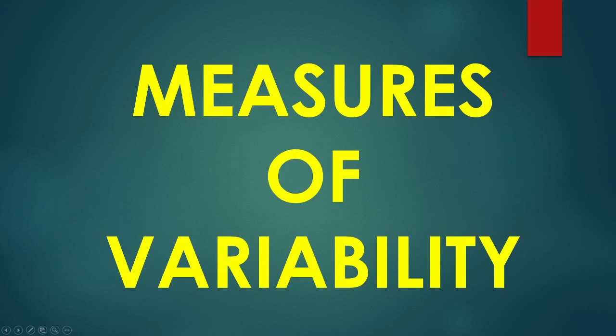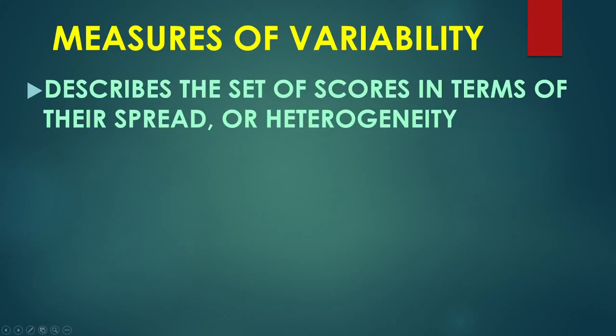We'll be having measures of variability. Now, to begin with, let's have this one. Measures of variability describes the set of scores in terms of their spread or heterogeneity. Meaning, are the scores grouped, are the scores close with each other, or do the scores have a big gap? That's what you mean by their spread or heterogeneity.